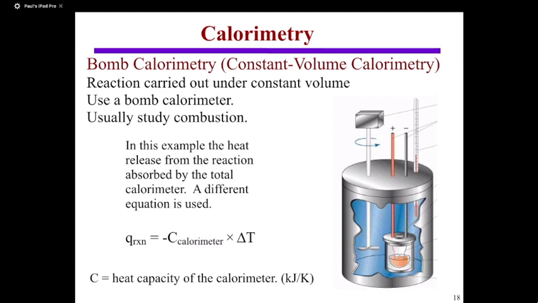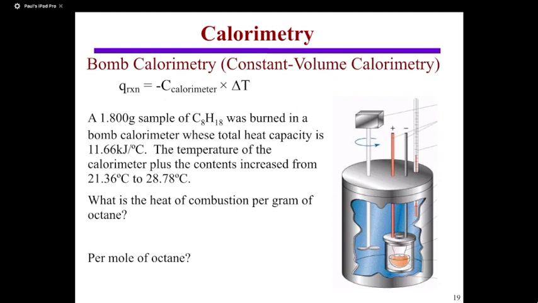How in the world do you know when you use the other equation or you use this equation? All right. You read the question. If it says bomb, use this one. If there's no bomb associated, use the other one. Okay? That's it.